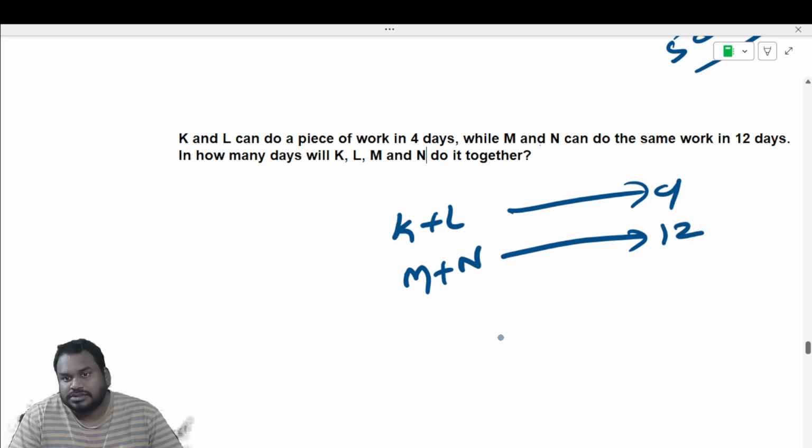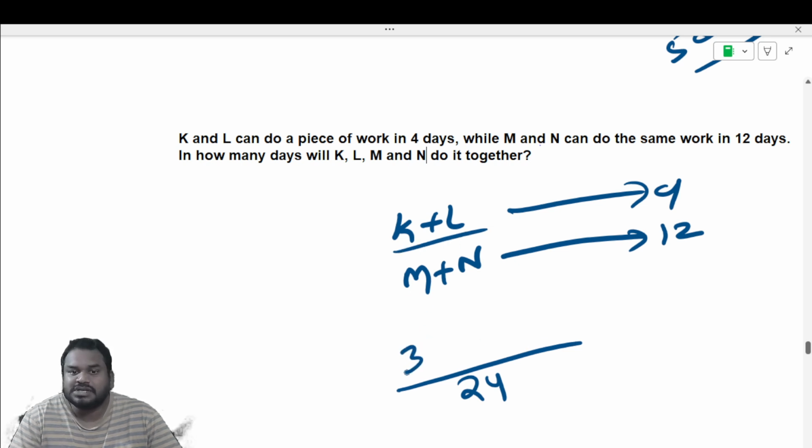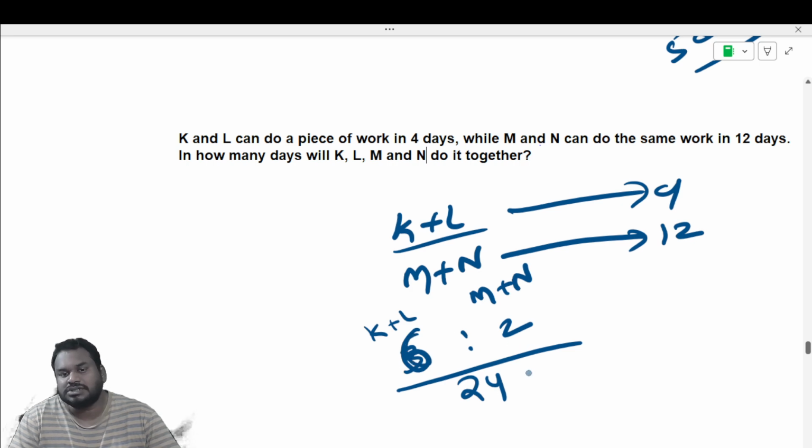So LCM of them is 24. So 24 is their LCM. K plus L efficiency is 6, and M plus N is 2. 24 by 4 is 6. So 6 and 2 are their efficiencies.